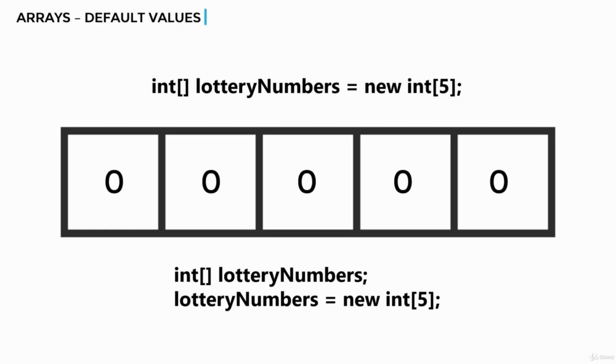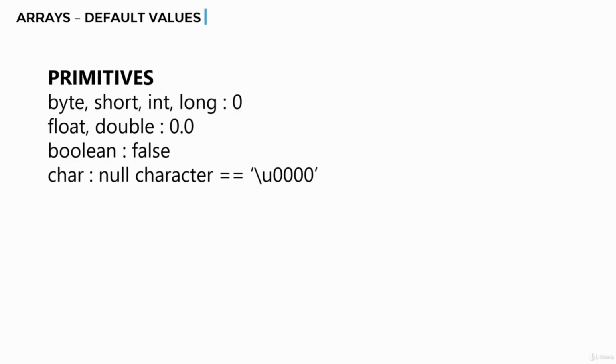After specifying the size, the array is filled up with default values. In case of integer, it is going to be 0. It is the same for other whole number data types like byte, short, and long. In case of float and double, it is going to be 0.0. For boolean, it is false. For char, it is a special character, the null character. You can see the character code on the right.